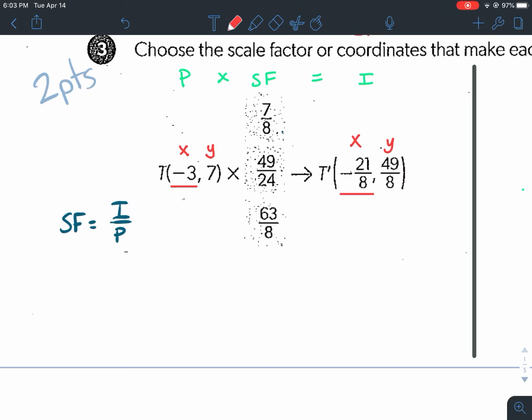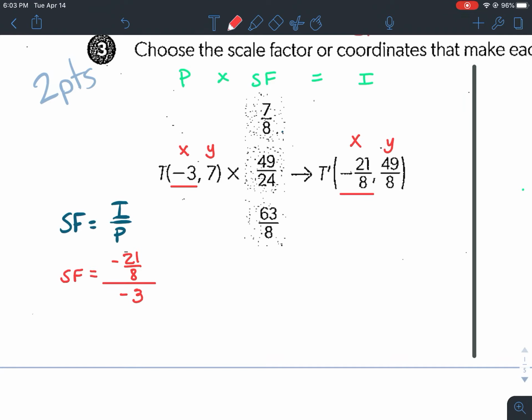Okay, so we're going to take the x coordinate from the image and divide it by the x coordinate from the pre-image. So our scale factor is going to equal the x coordinate from the image. Well, the x coordinate from the image is -21/8. So write down -21/8. Now we're going to divide that, so put a nice long division bar. We're going to divide that by -3.